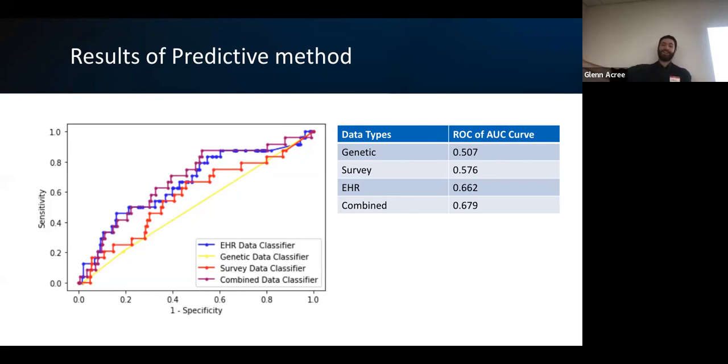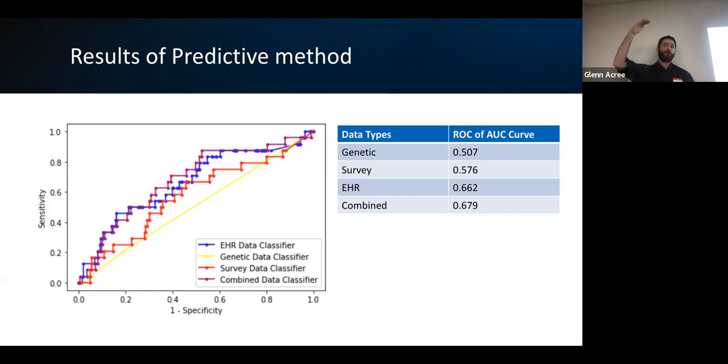So the genetic data classifier on its own was not really much better than randomly guessing whether or not you had long COVID. That makes a lot of sense, because if you're only looking at someone's genes, you don't have a lot of context, like statistics for whether they contracted the disease or how old they are, or how much those genes might actually play a part. And then the survey model got a little bit better.